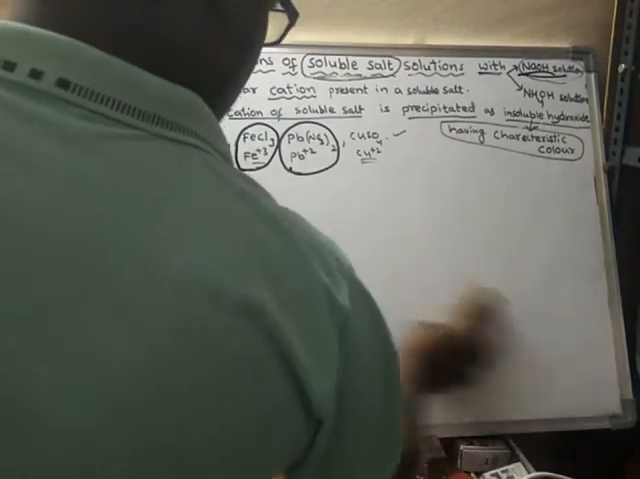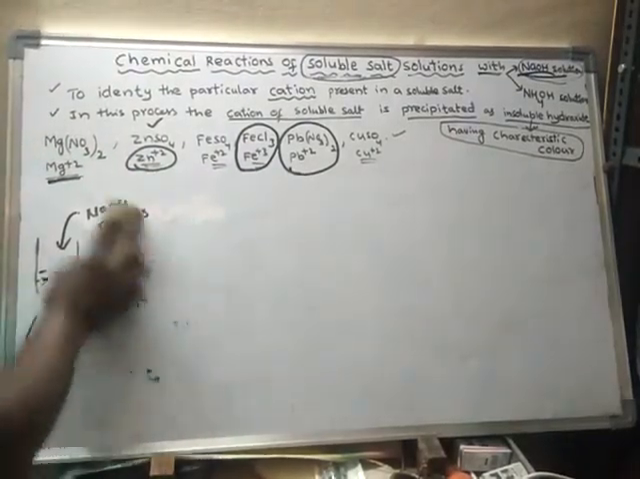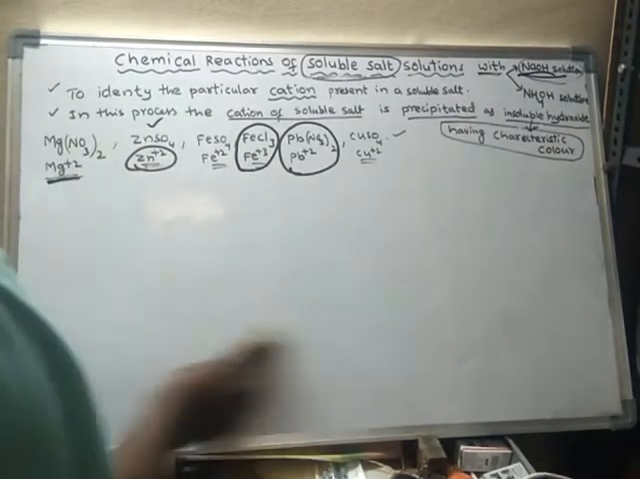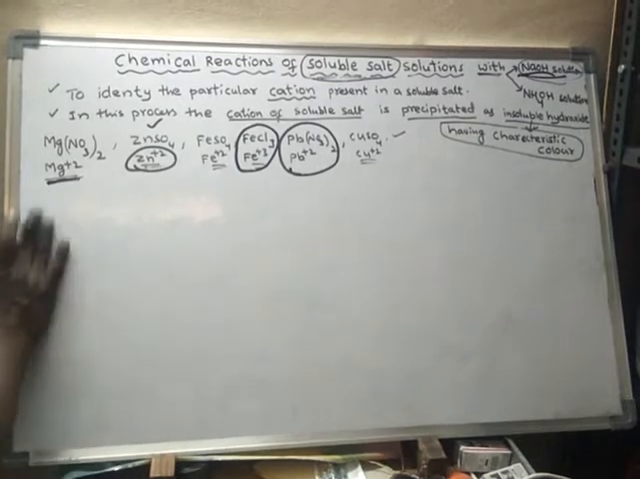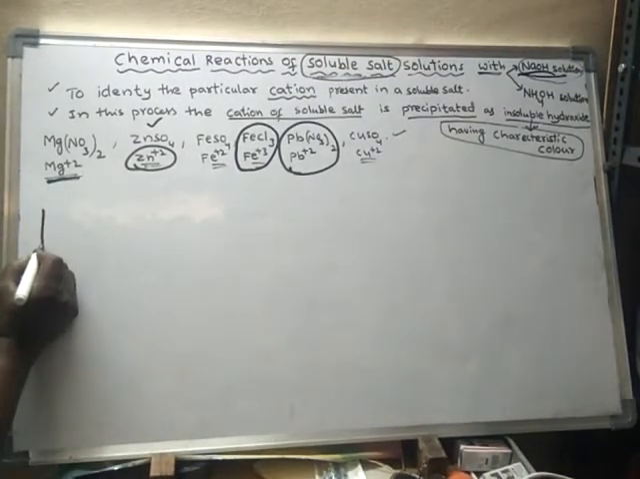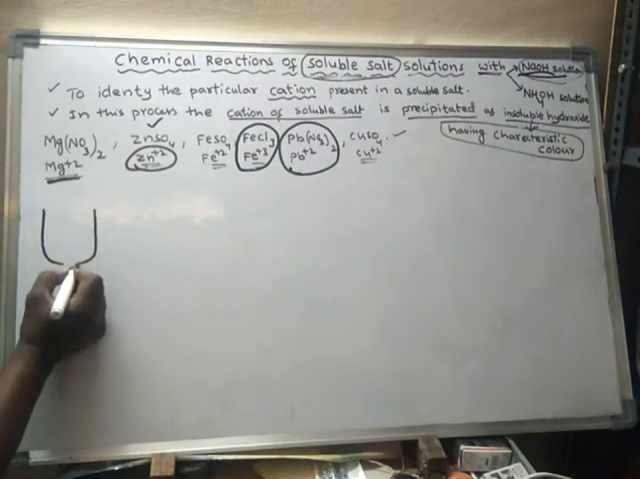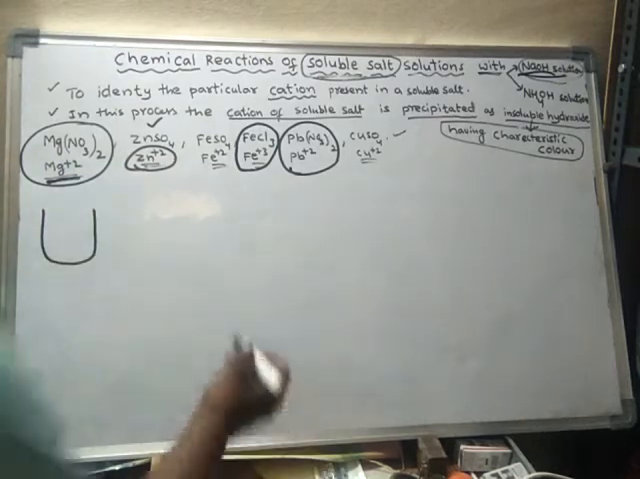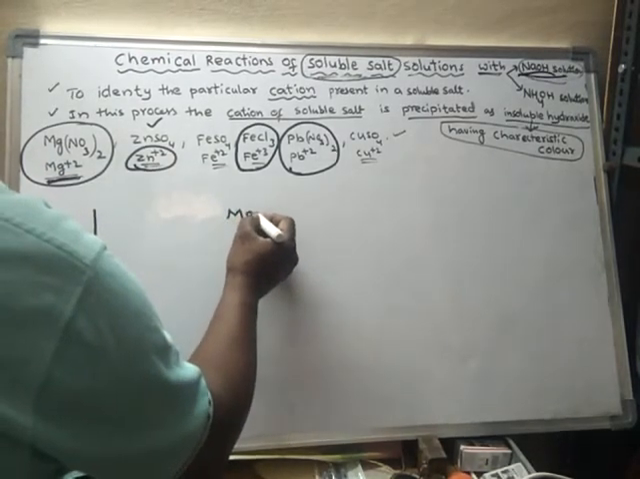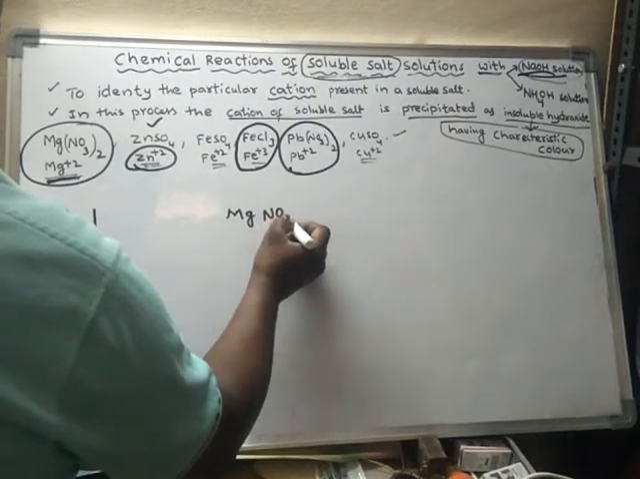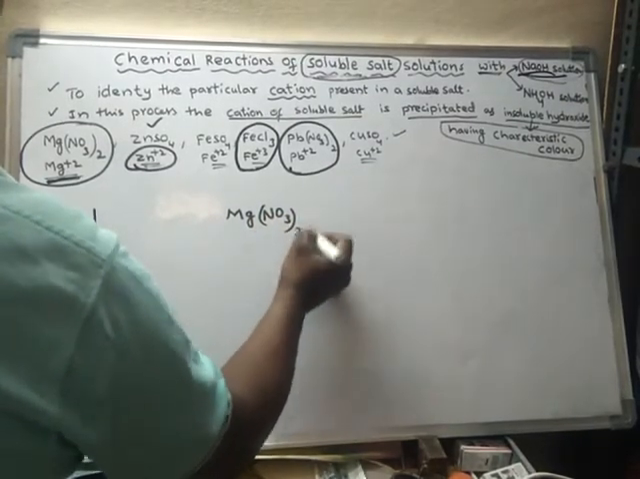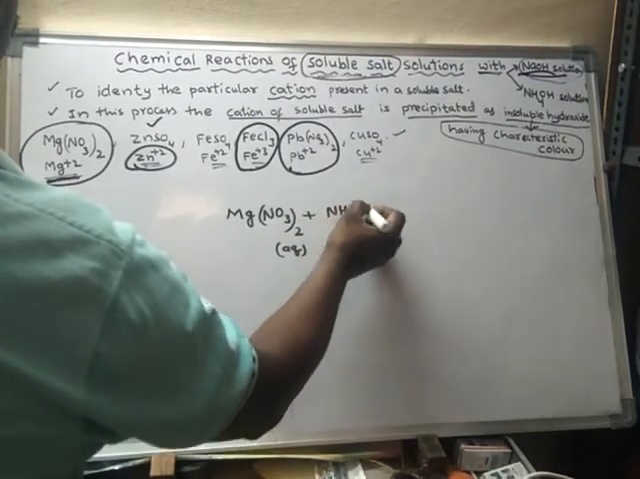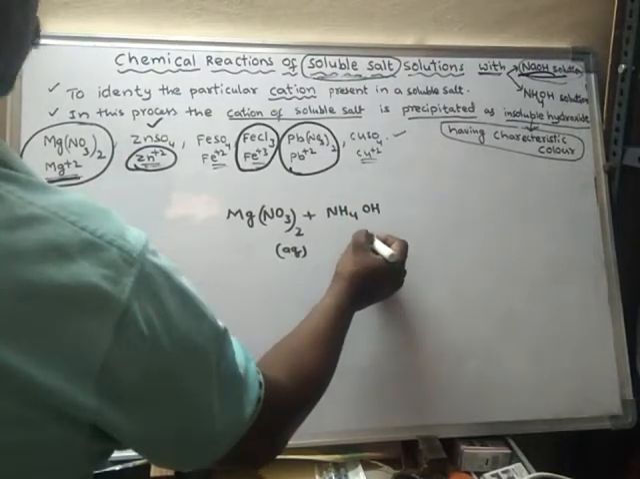And find out how they react with the ammonium hydroxide now. So take a test tube. Now we will learn with magnesium nitrate and ammonium hydroxide. So magnesium nitrate solution, and ammonium hydroxide. This is also aqueous solution.